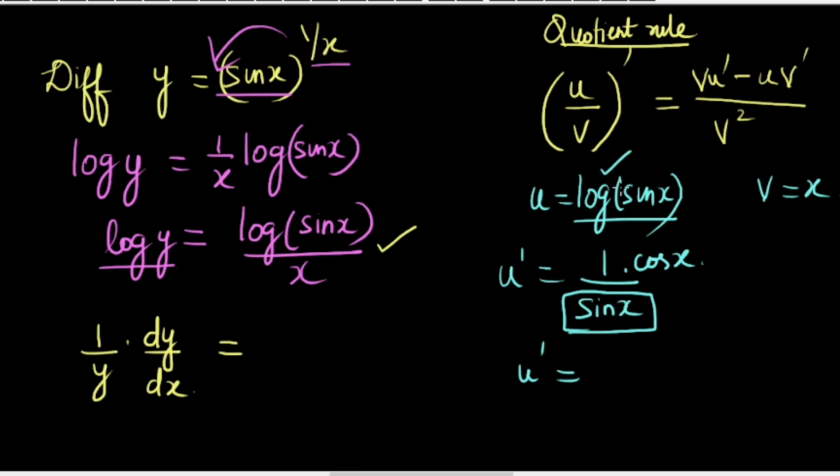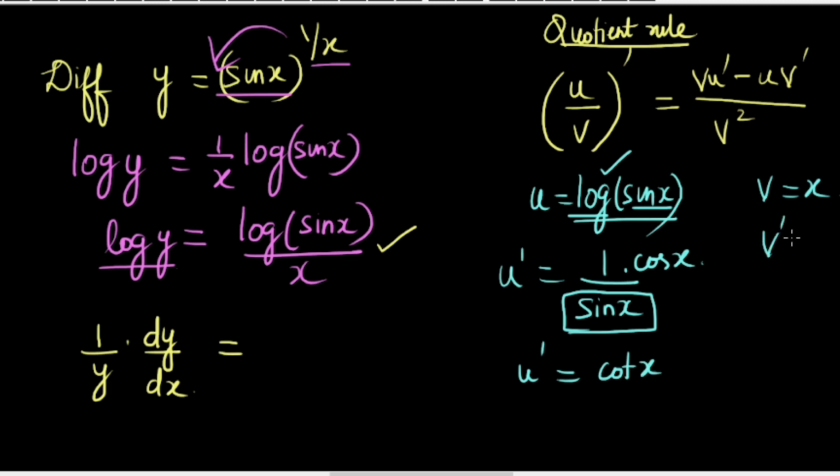That means a function of a function, so it's better to go with the chain rule. First we take the derivative of log and then the derivative of sine. That's why we got cos x over sin x, which can be written as cot x. So basically our derivative is cot x.